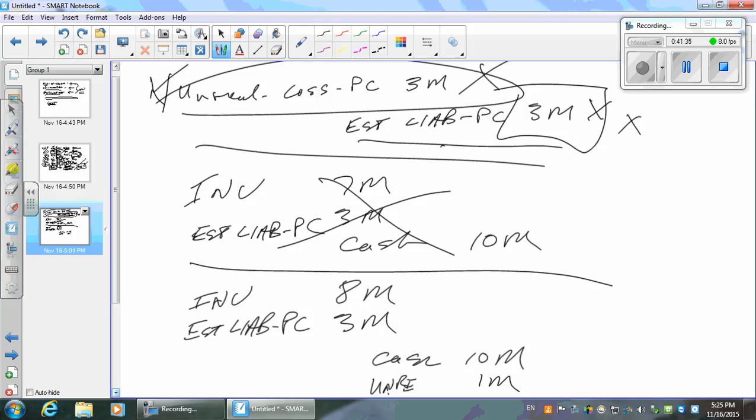Unrealized. This time it'd be a gain on purchase commitments. But you can only have a gain to the extent of what? The loss you recognize in the purchase commitment. You can't have a profit.